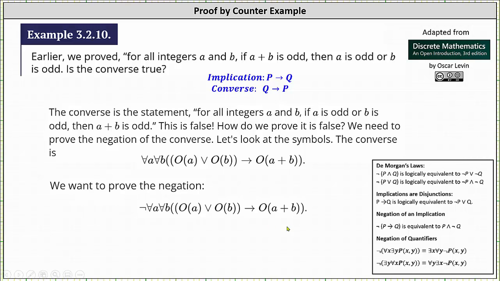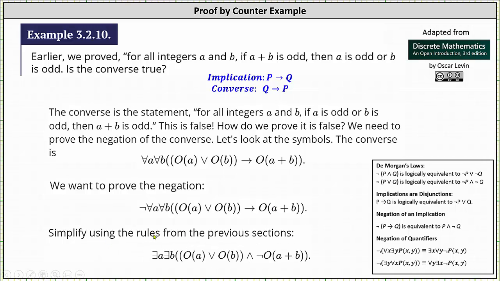So here is the negation of the converse. Simplifying using the rules from the previous sections, we have there exist integers a and b such that a is odd or b is odd and a plus b is not odd. Let's go over this negation in more detail in the next slide.